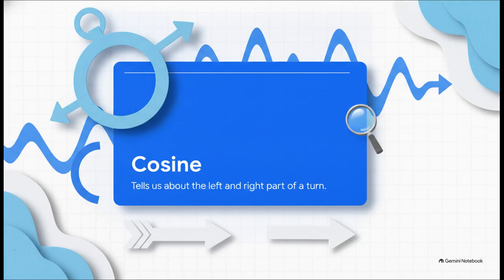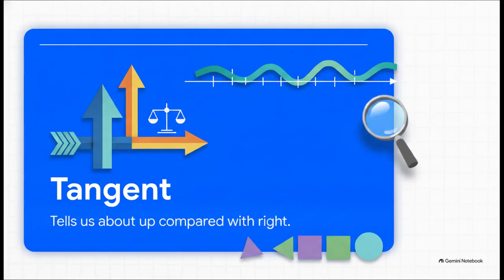Super easy, right? And rounding out our core trio is tangent. Tangent basically just takes those first 2 ideas and compares them. It tells us about the upward movement divided by the sideways movement, up compared with right. And that's it. That is our foundational vocabulary.